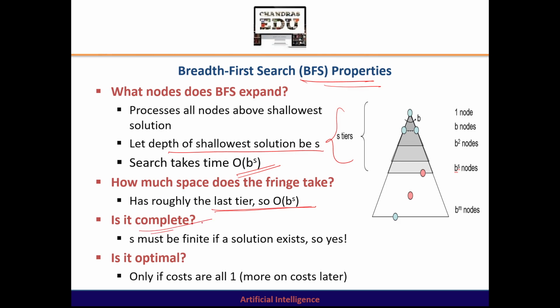Whether the solution is complete: it is complete whenever S is finite. S means the shallowest depth at which we can find the solution. If it is finite, then it will be complete. Whether it is optimal: if the costs are uniform, or we can say if the costs are one itself, then we can say the solution is optimal.